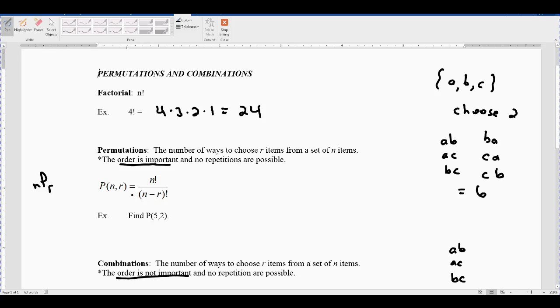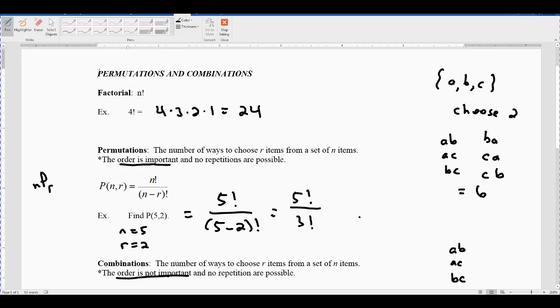Notice the n comes first, r comes second. So for P(5,2), n is 5 and r is 2. You take your formula, and everywhere you have an n, you put a 5. So we have 5 factorial over 5 minus r, where r is 2, so it's 5 minus 2 factorial. Then you have 5 factorial over 3 factorial.